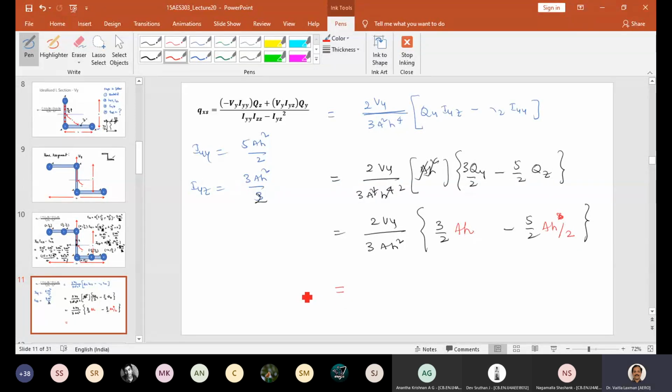So what is this value? Tell me finally. Qxs between 1 and 2. Tell me this value. Minus Vy by 6h. Minus Vy by 6h. Check it out. Everybody got this answer? Yes, sir, same. So now you calculate Qxs between 2 and 3. What do you expect? You'll come to know now. You see that. What happens?